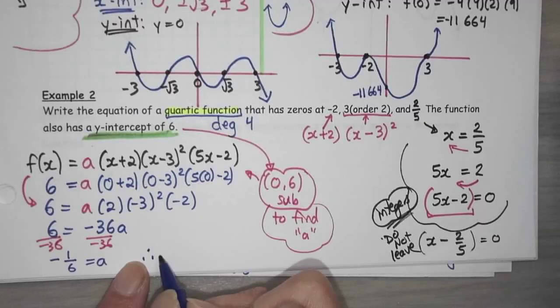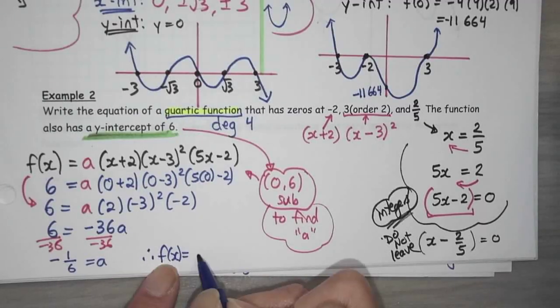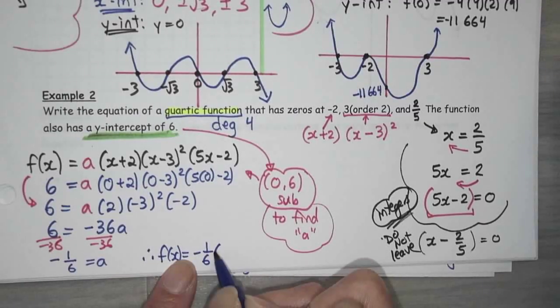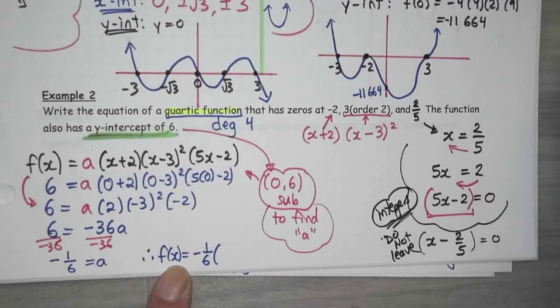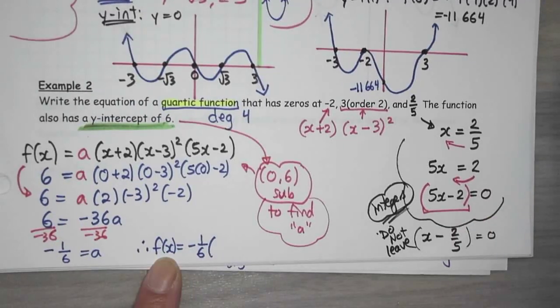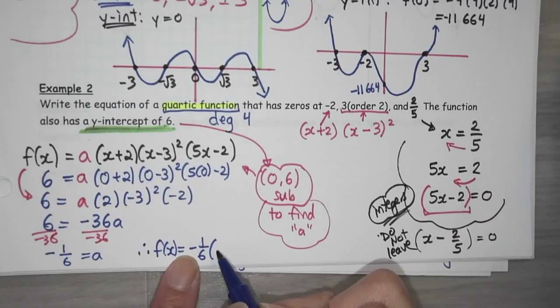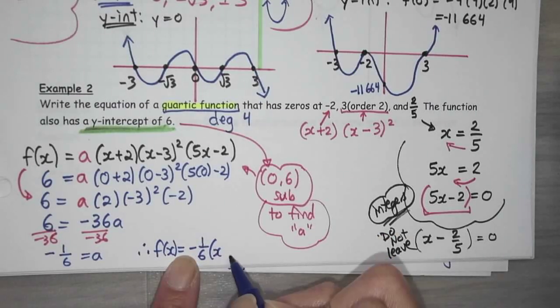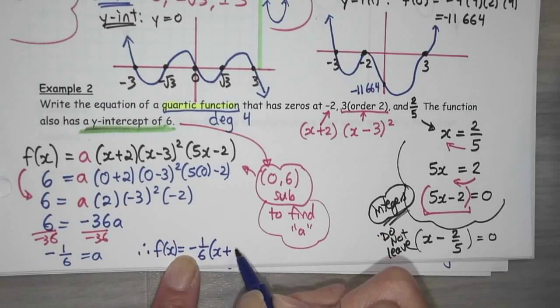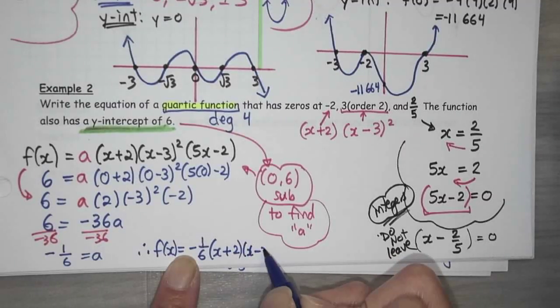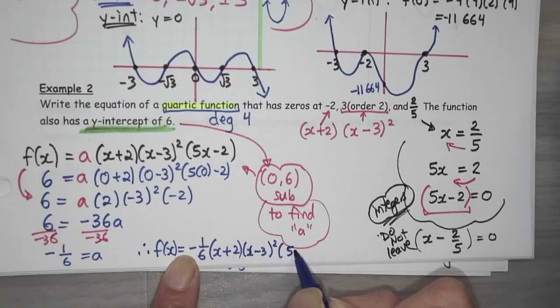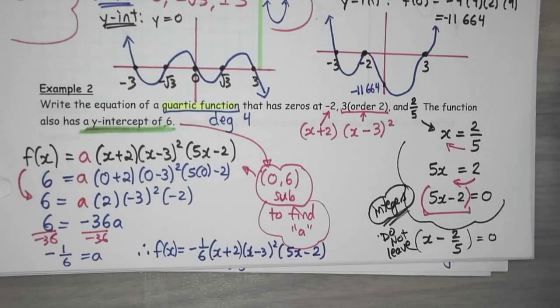So therefore, f of x equals negative 1 over 6, and this will be, yes, that can be a fraction, because we can't do anything about that, otherwise you're going to get a repeating decimal or improper answer. So we're going to leave that as a fraction, please. And then everything else like that.